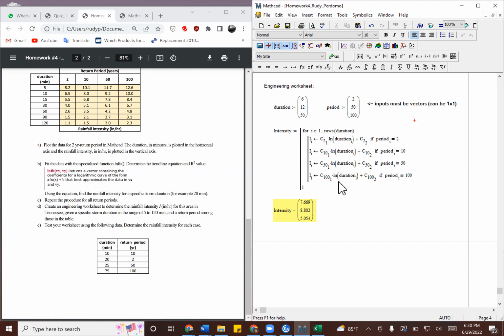And then here it's a conditional. So if. So you have to put rows duration. You could do rows period, honestly. Because there should be the same number of rows anyways. Okay. Now this is for if statements. So I want I dot I.